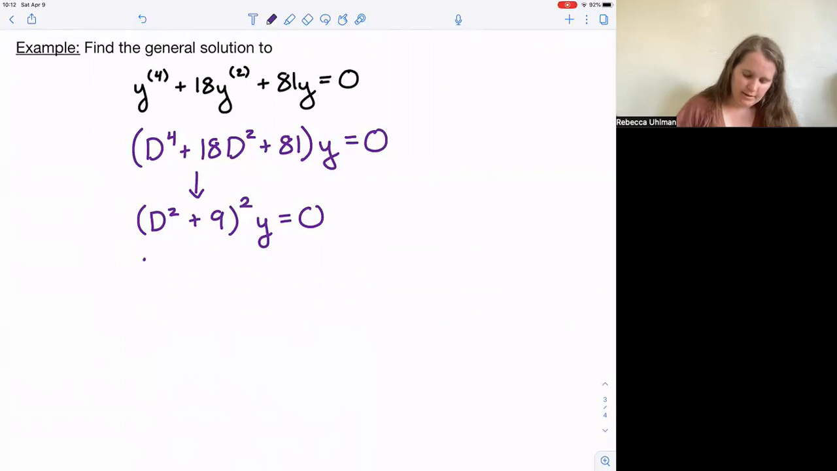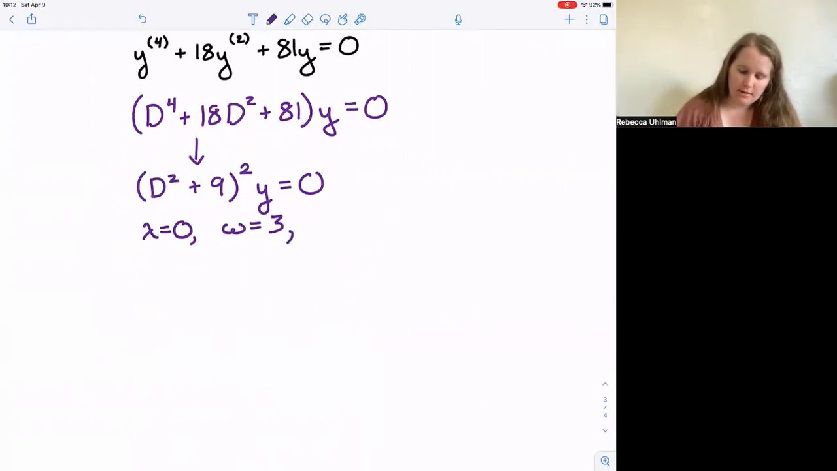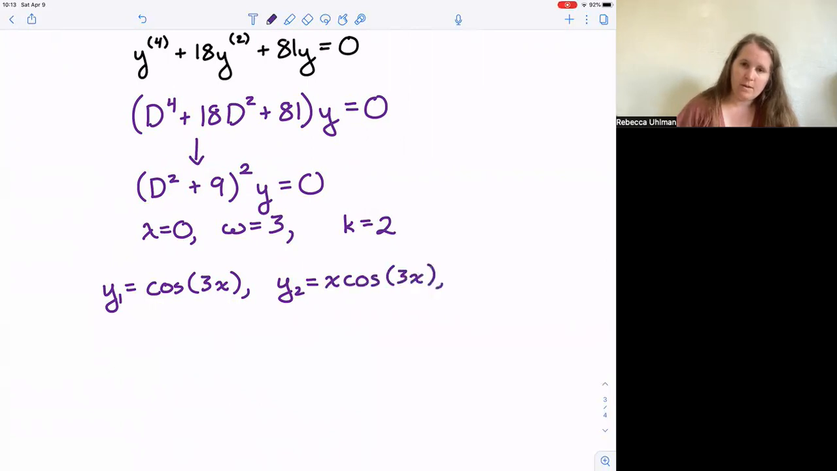So in this case, our lambda is just 0. Our omega will be 3, since 9 is 3 squared. And our k is 2. And so we get our y1 is just cosine of 3x. y2 will be x cosine of 3x. y3 will be sine of 3x. And y4 will just be x sine of 3x.